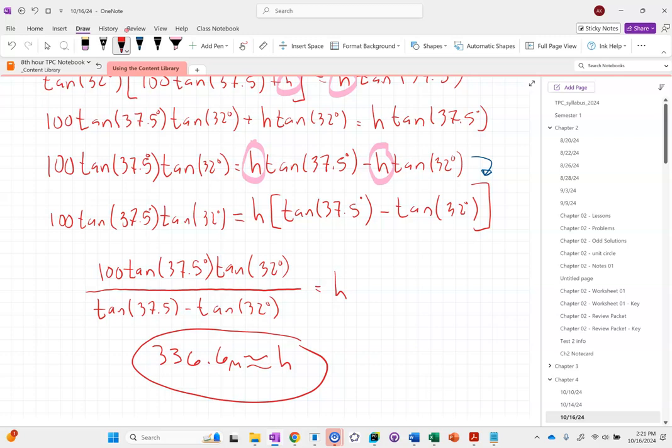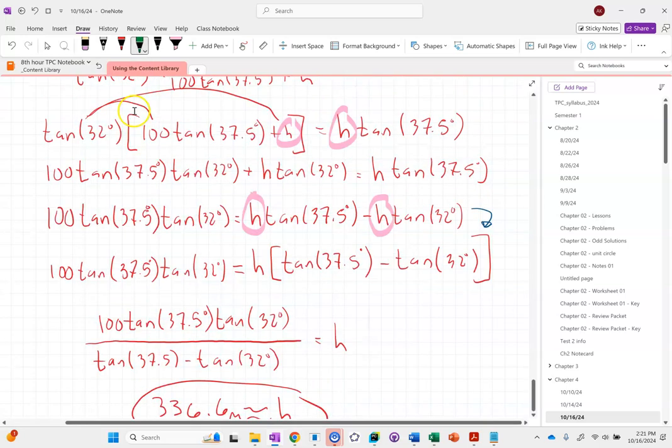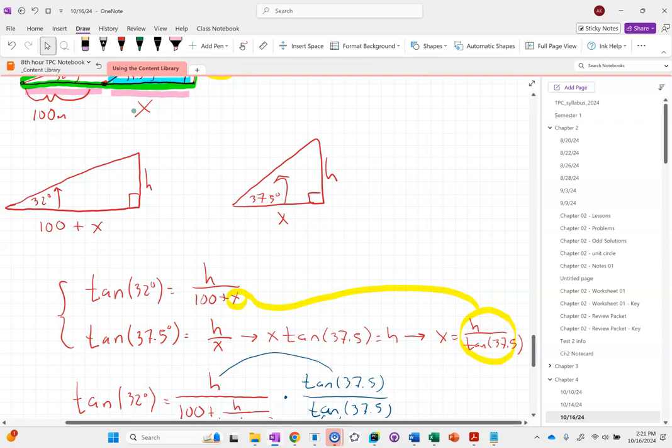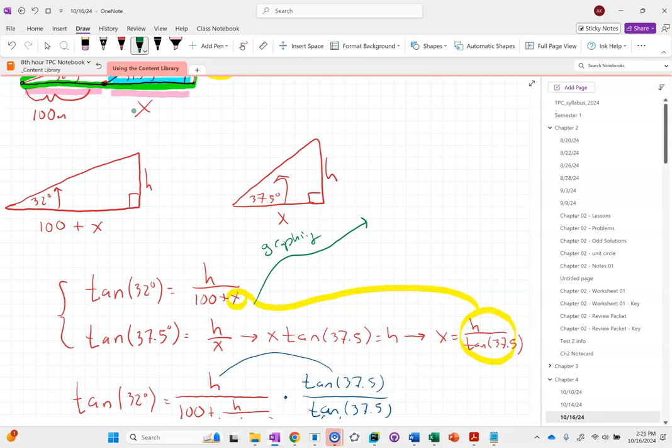Could also solve this by graphing. Let's go back to the original system and see what it looks like if I had taken that route. So to solve this by graphing, what I want to do is get the same variable by itself in both equations. If I look at my two equations, will it be easier to get the x by itself or the h by itself?